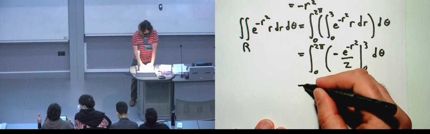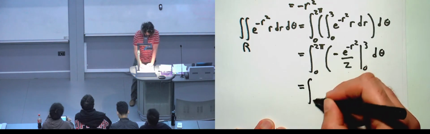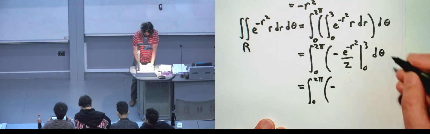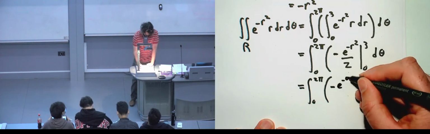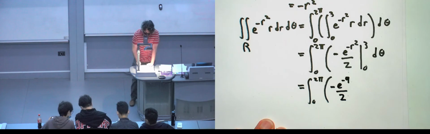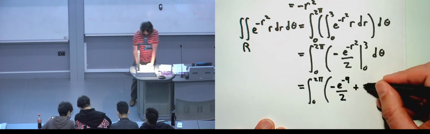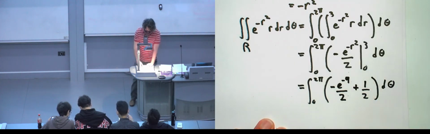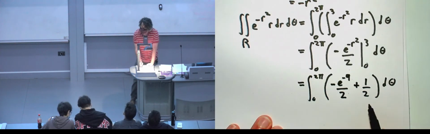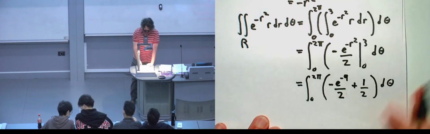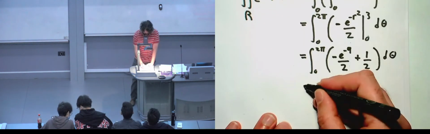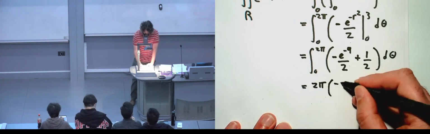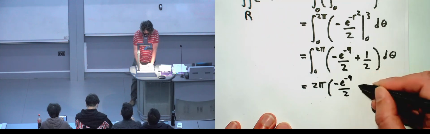And so this equals the integral from 0 to 2 pi. We plug in 3, we get negative e to the negative 9th divided by 2. If we plug in 0, we get plus 1/2, theta. All right, and now theta doesn't appear here, so this is just the integral of a constant from 0 to 2 pi, and so that's just going to be 2 pi times the integrand. So 2 pi times negative e to the negative 9th divided by 2 plus 1/2.